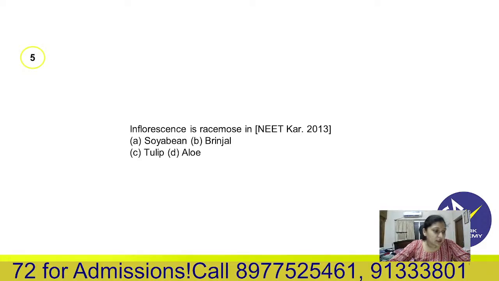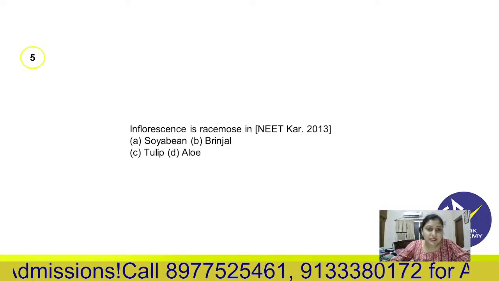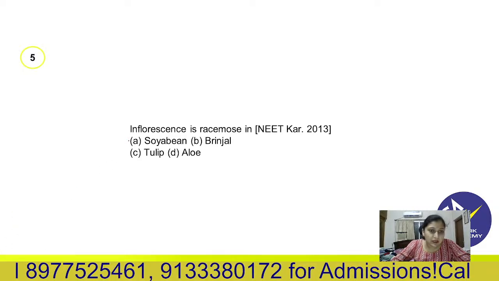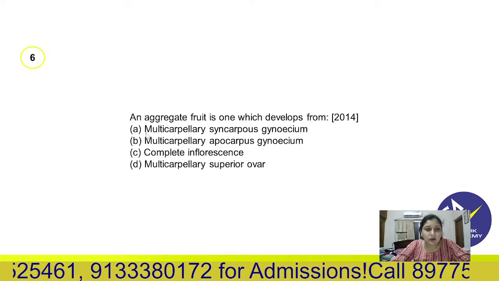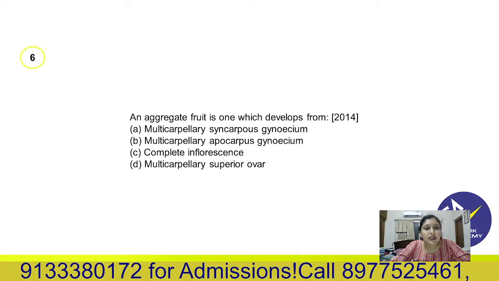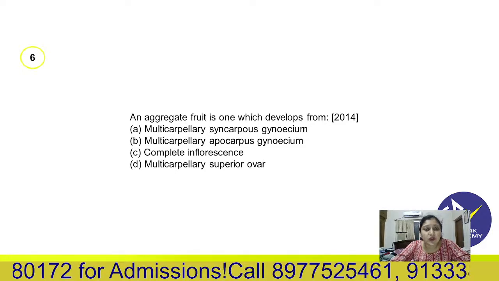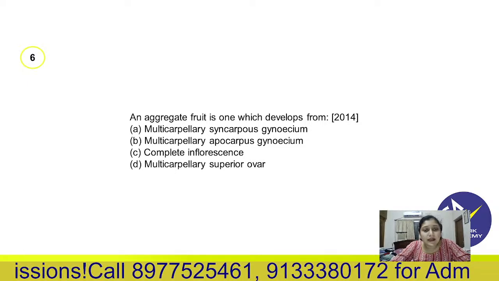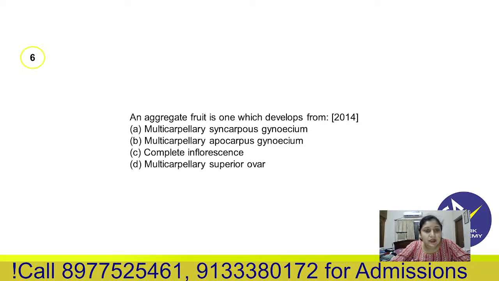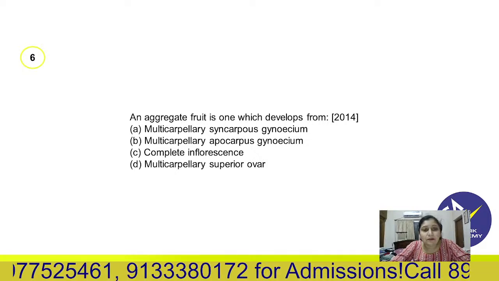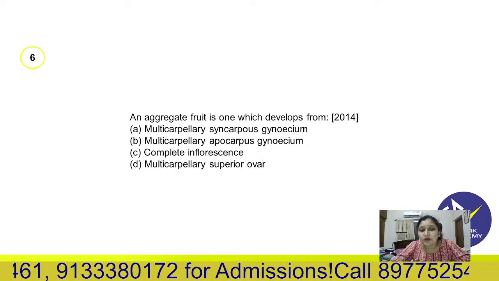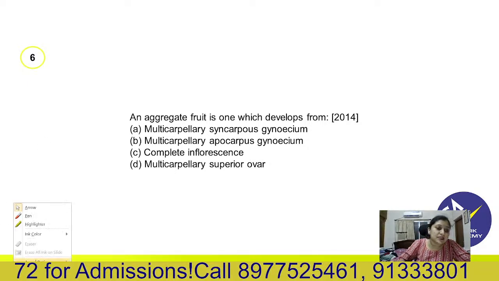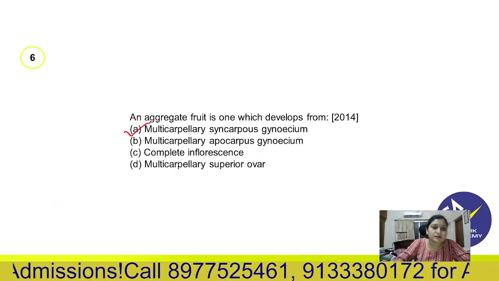So yes, in Fabaceae family, your answer is correct. In Fabaceae family, soyabean has racemose type of inflorescence. An aggregate fruit is one which develops from a multicarpellary apocarpous gynoecium. The complete inflorescence gives a composite fruit. Aggregate fruit is from multicarpellary apocarpous type of gynoecium.